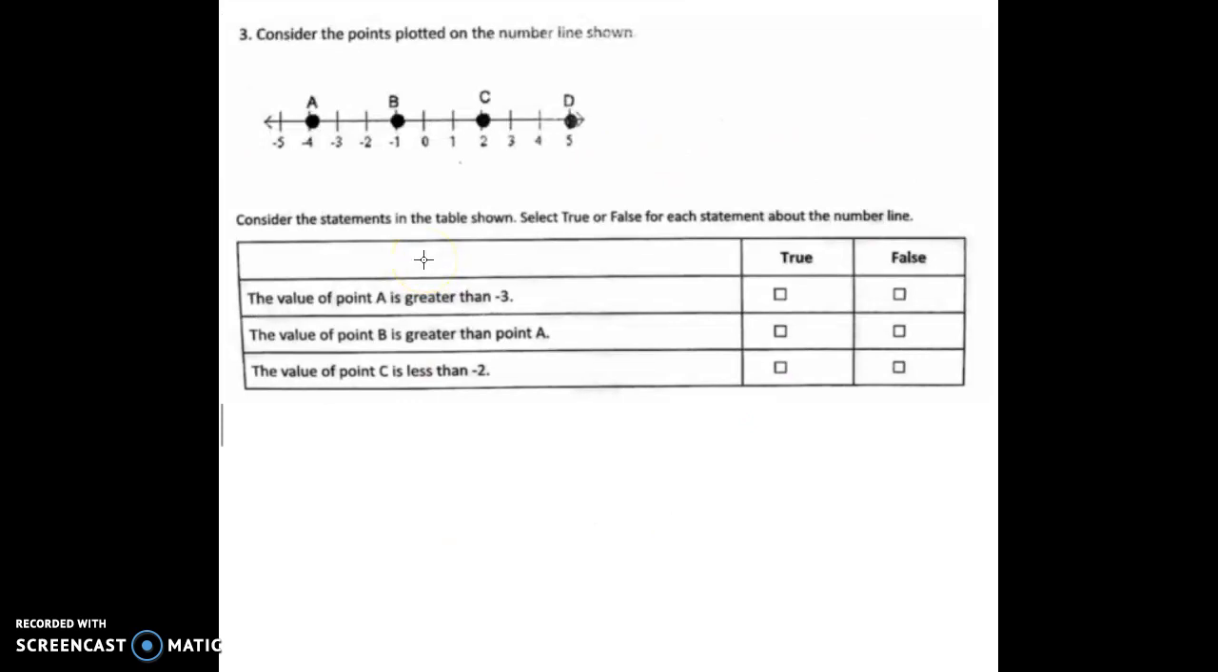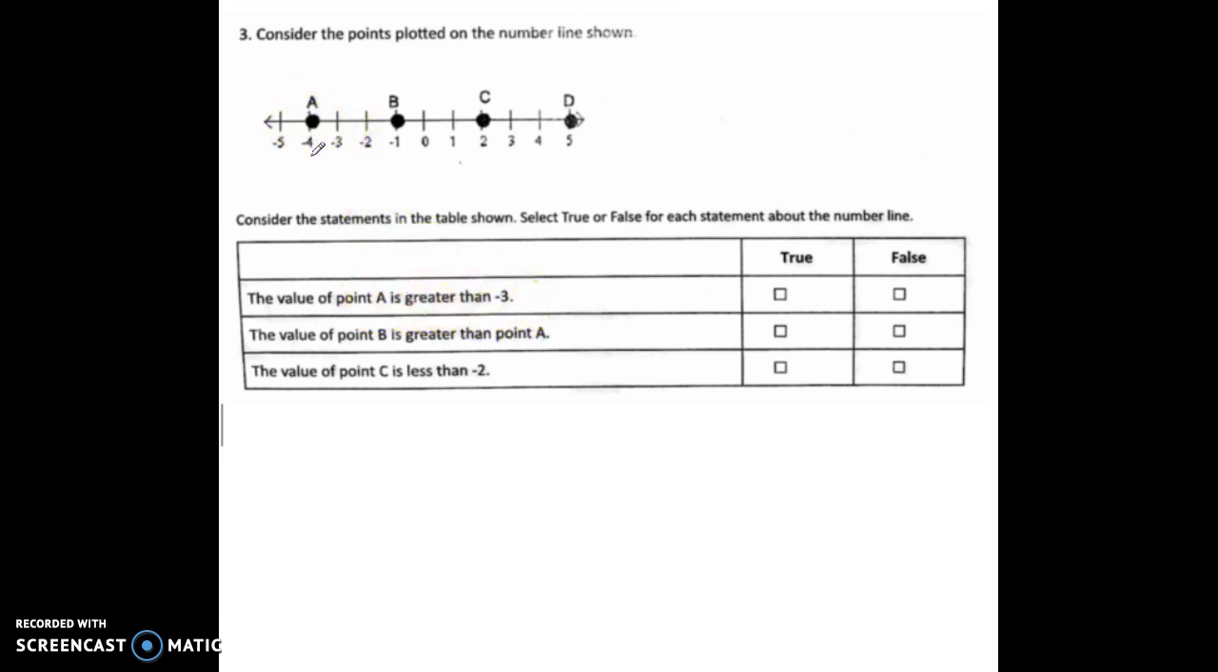On to number 3. Number 3, consider the points plotted on the line shown below. So we have these 4 points. We have A, B, C, and D, right? And they're all at different points here. So let's consider the statements in the table shown. Select true or false for each statement about the number line. So here's our first question. The value of point A, which is this one, is greater than -3.